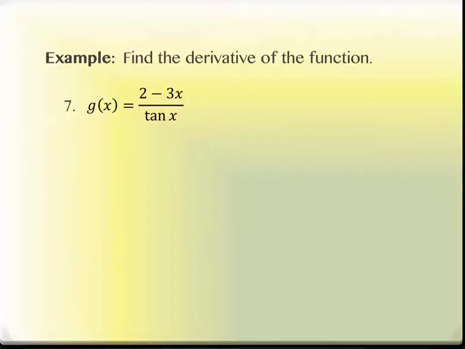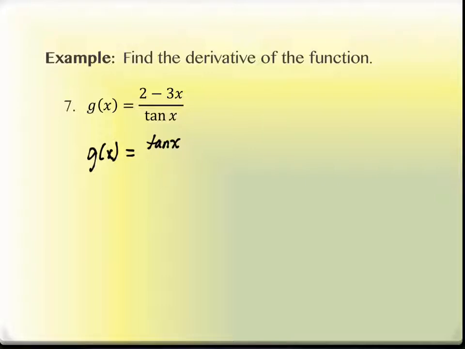All right, let's try one more. This one is 2 minus 3x. Oh, I had an error in my notes. Over tangent of x. So this one's a quotient rule, right? Yeah, got a quotient rule here. So the quotient rule says the first thing I'm going to do is rewrite the denominator, tangent of x. And the next thing I'm going to do is the derivative of the numerator.